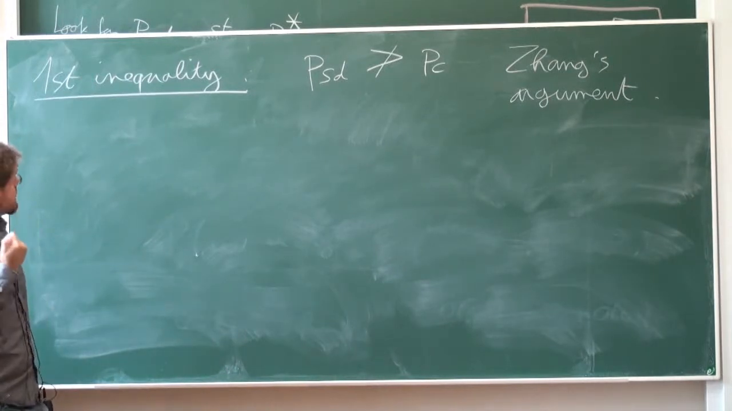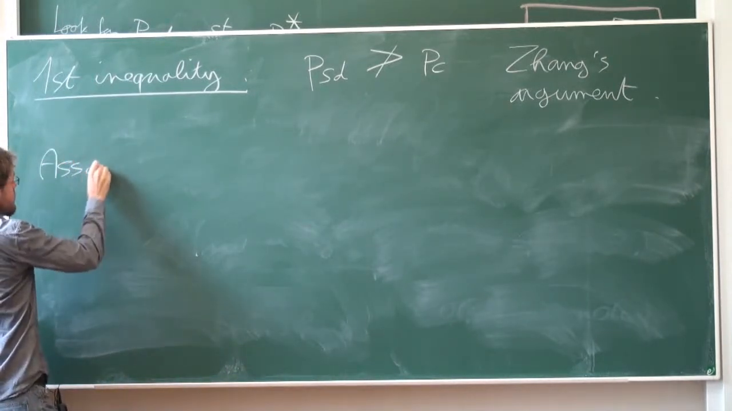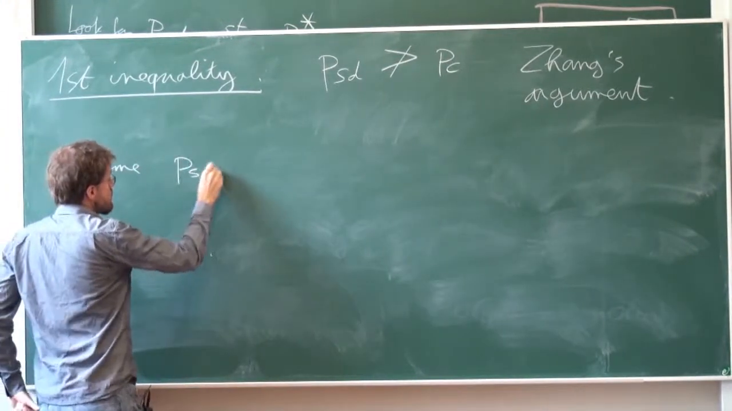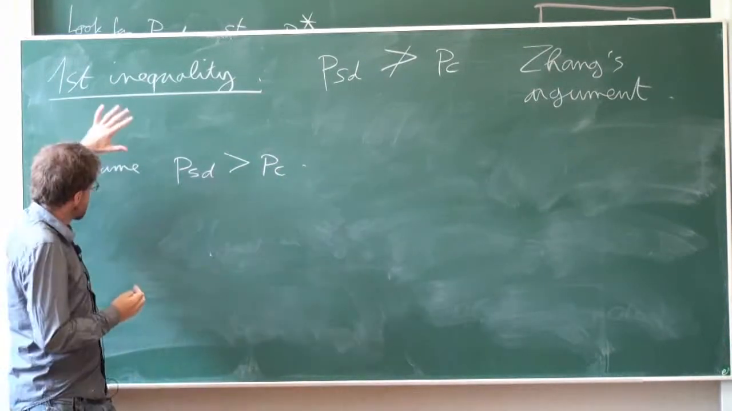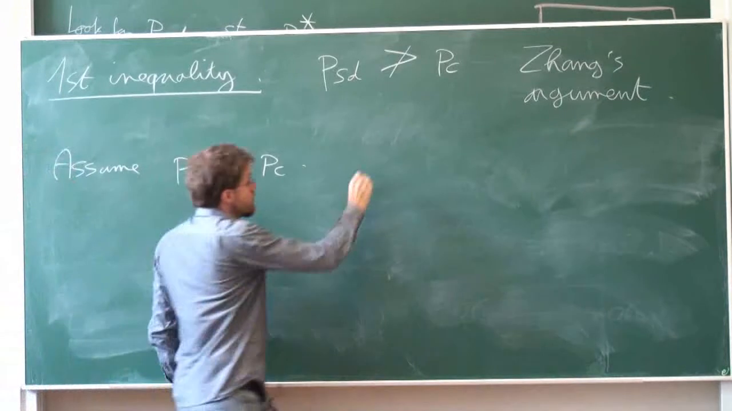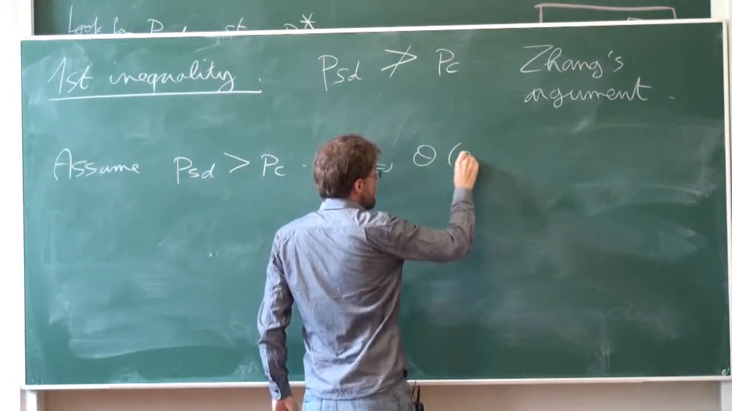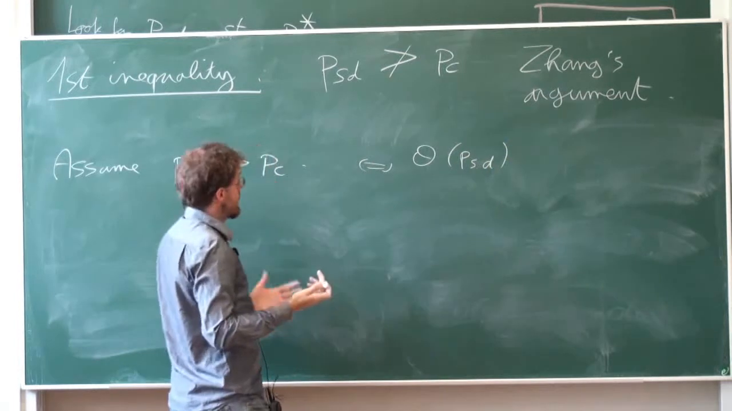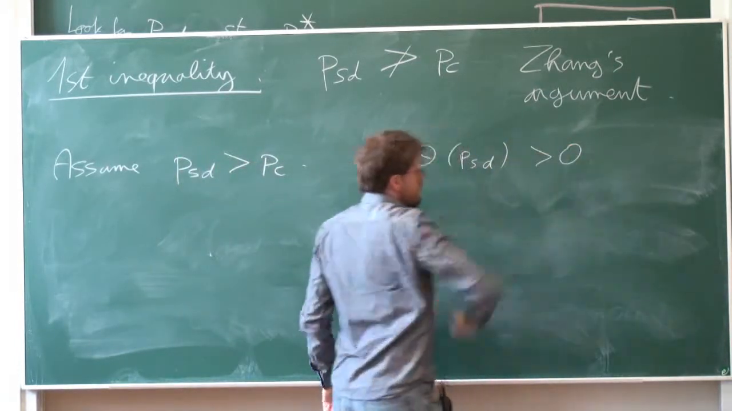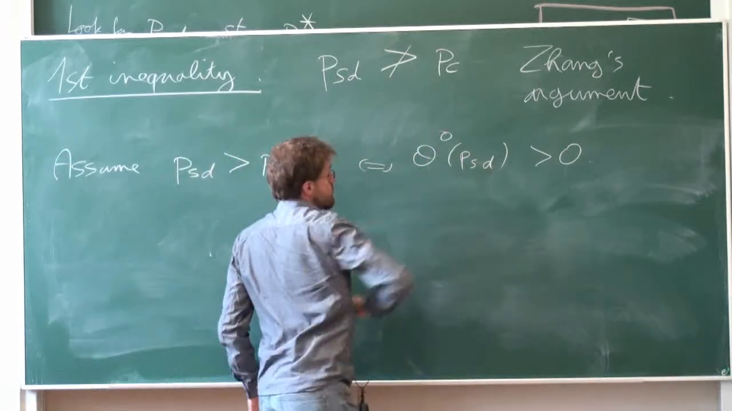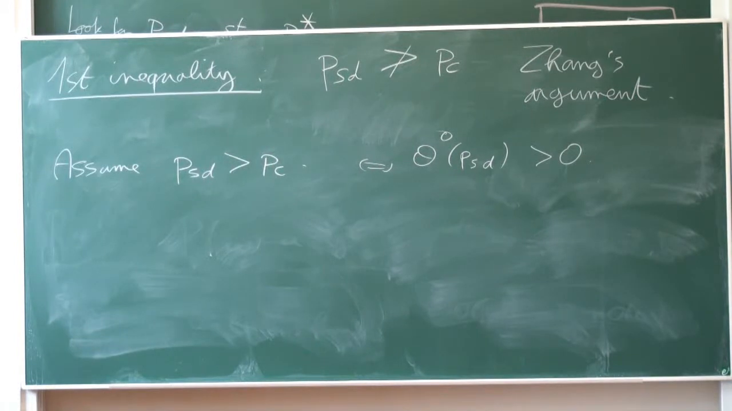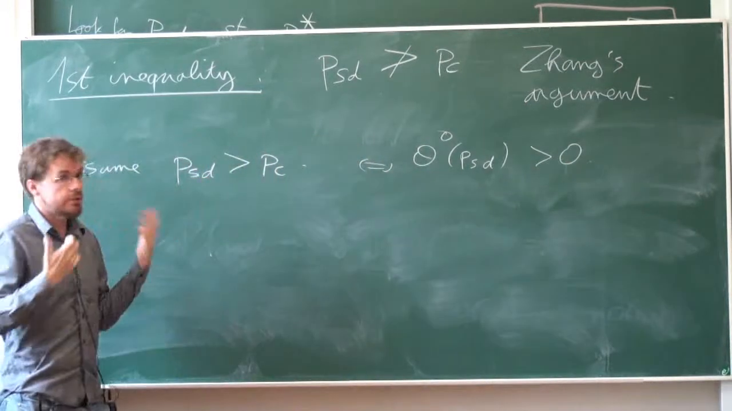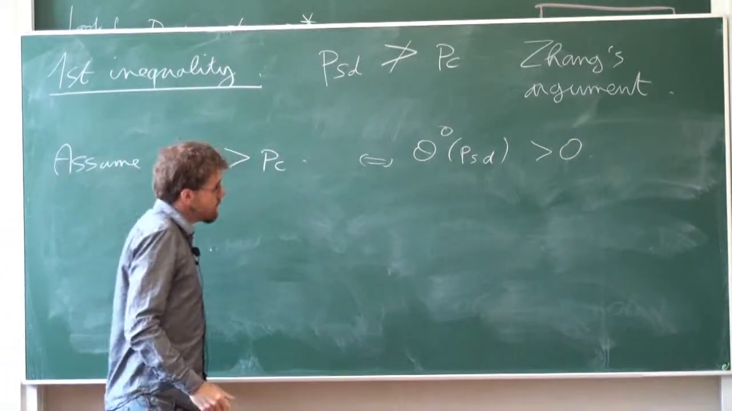So here's the argument. Assume that P self-dual is bigger than PC. So assume that at the self-dual point, you have that theta of P self-dual is strictly positive. And actually, I'm assuming that theta 0 is positive. But that's the same because we know that theta 0 is positive whenever theta 1 is positive by this argument. So I'm assuming that theta 0 of P self-dual is positive. And I want to get to a contradiction.